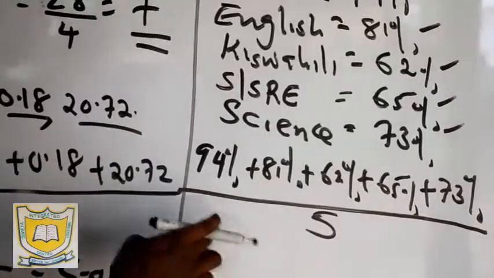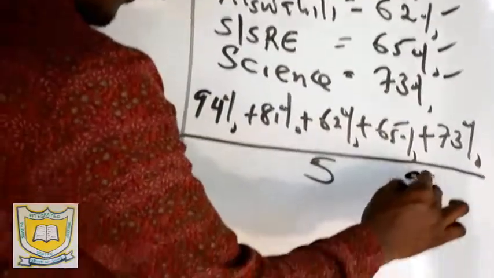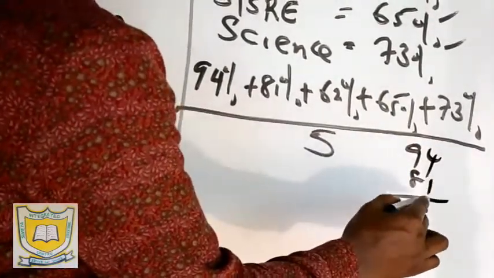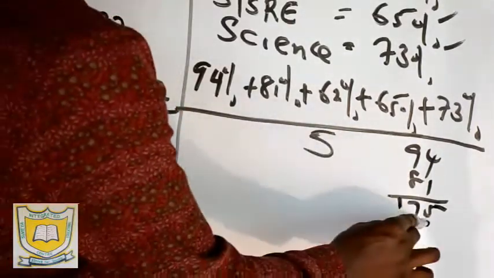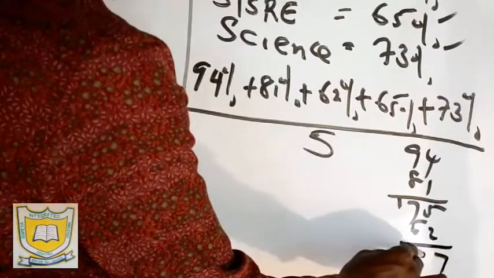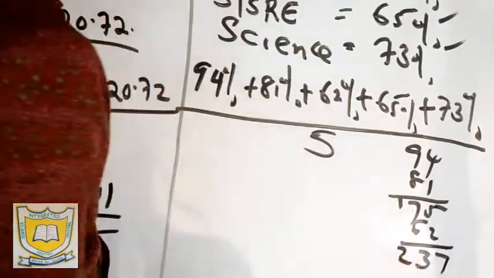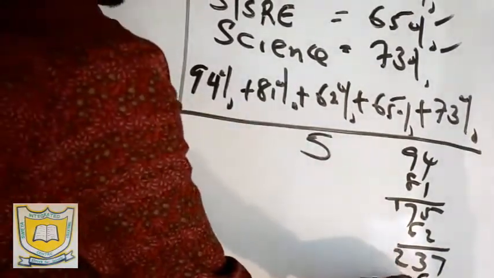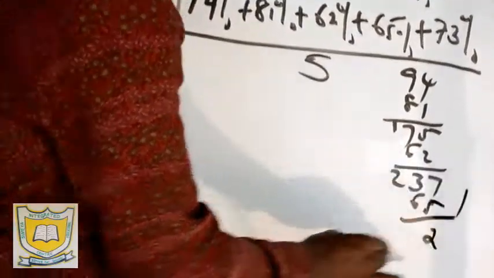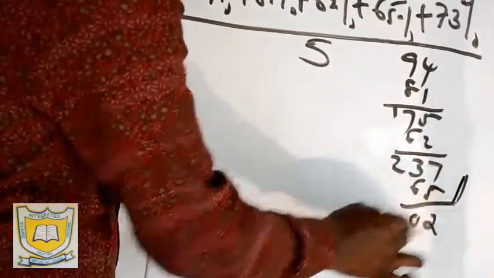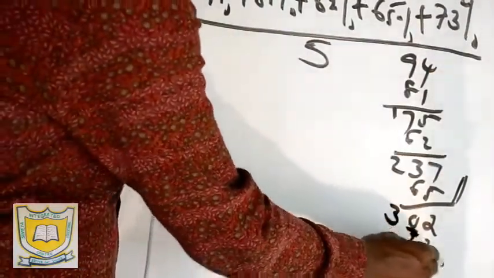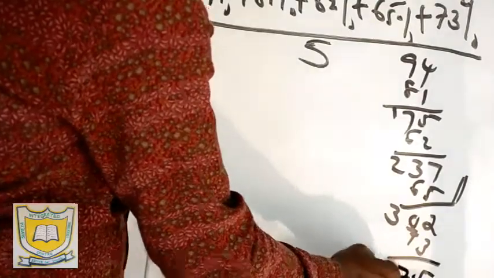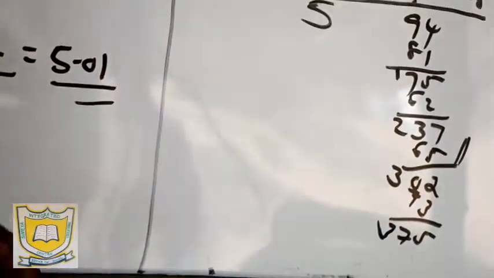94 plus 81, you will get 175. 175 plus 62, you will get 237. 237 plus 65, you will get 302. 302 plus 73, you will get 375. When you add, you will get 375.